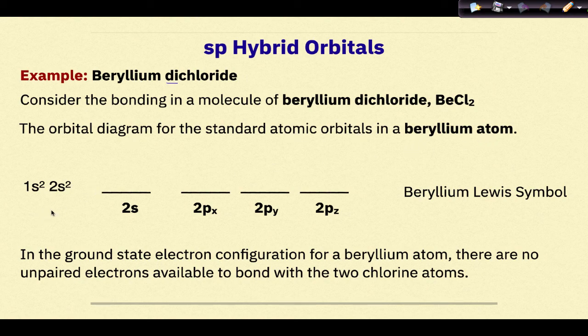So the electron configuration for beryllium is 1s2, 2s2. And if we focus just on the second principal energy level, we see the 2 electrons in the 2s orbital, one up and one down. So if we were to do a beryllium Lewis symbol, we could represent this with a capital Be and then 2 electrons at the top, representing the 2 electrons in the 2s orbital.